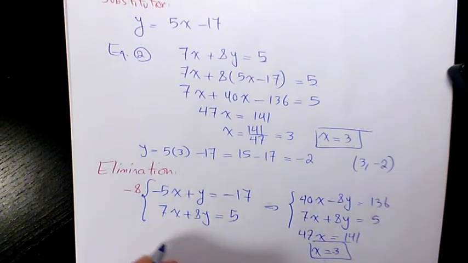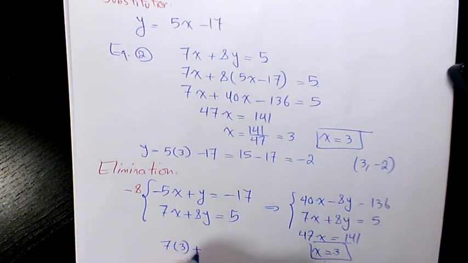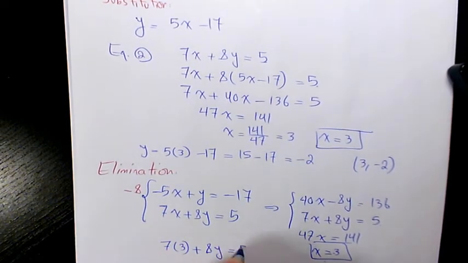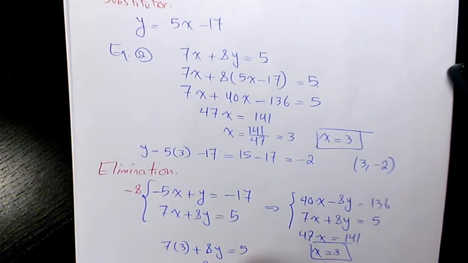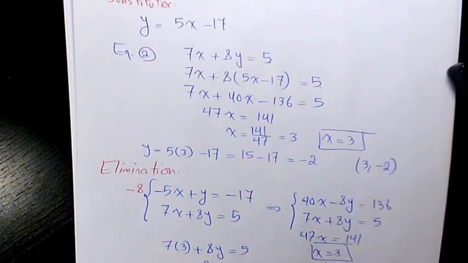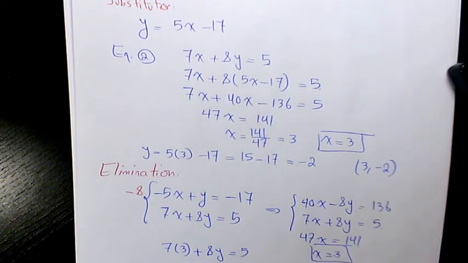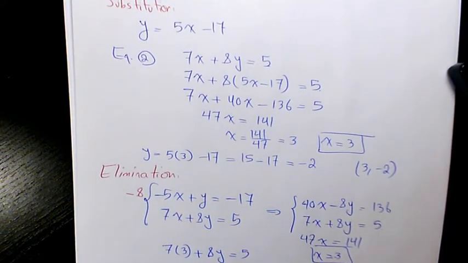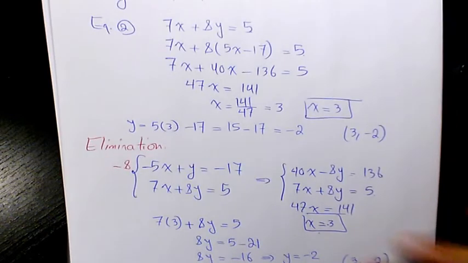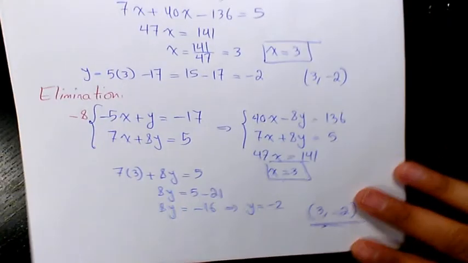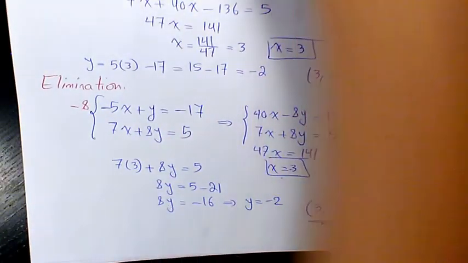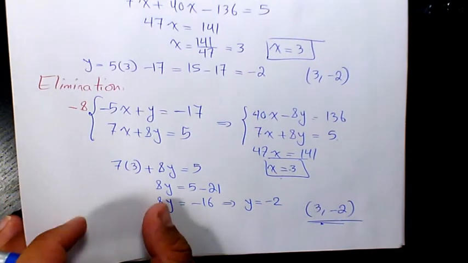Then you sub it there. 7 times 3 plus 8y equals 5. So 8y equals 5 minus 21. So 8y is going to be -16. So y will be -2. So we have 3 and -2 as the answer. Let's see the next example.